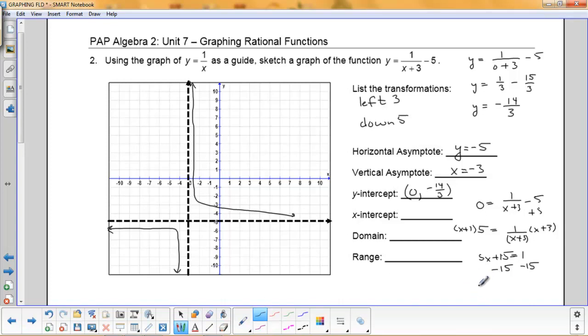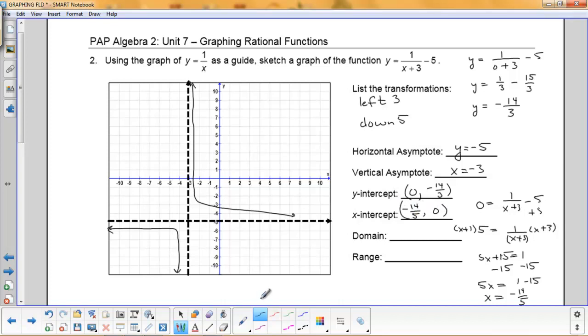So that means that 5x equals 1 minus 15, which is -14. So we get x equals -14/5. And that's going to give us that value right there. And we will go ahead and put that in as an ordered pair. -14/5 and 0.